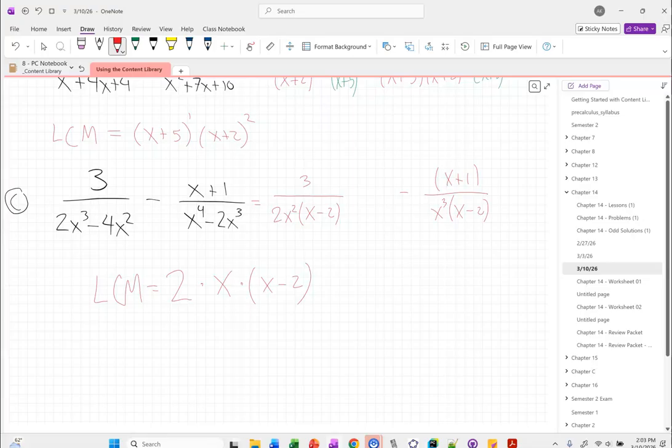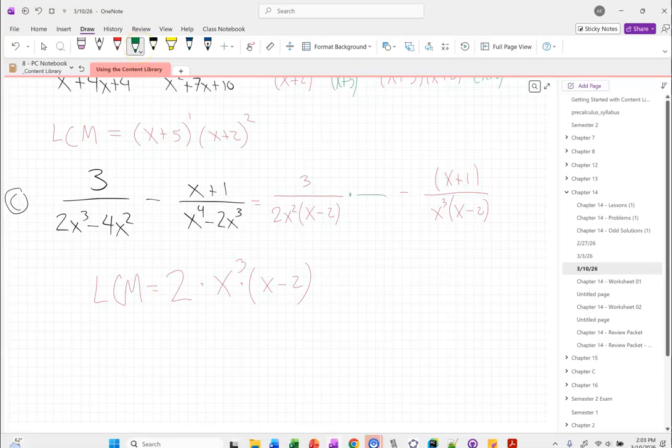It's super common for students to struggle recognizing that x squared and x to the cubed are just powers of the prime x. That's part of the reason why I chose this example. All right, the biggest power of 2 is? To the 1st. The biggest power of x is? To the 3rd. The biggest power of x minus 2 is? To the 1st. That's our least common multiple.